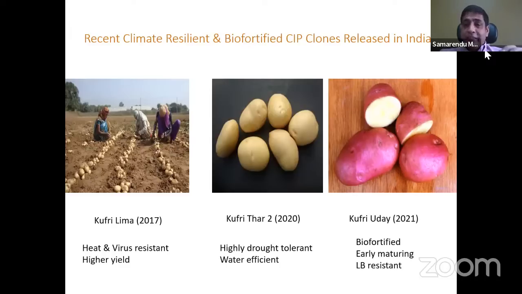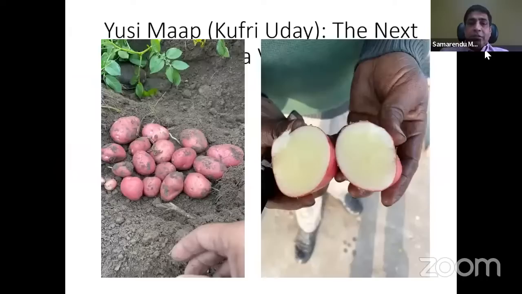What we have witnessed in the last couple of years is that the farmers really love this particular red skin variety, even in Haryana, Punjab, and Northwest India, because of its high yield and also the virus resistance there. So this particular variety, you can see the skin color, which is a very baby pink type of thing, and the flesh is kind of yellowish white, which is well preferred by the consumers there.